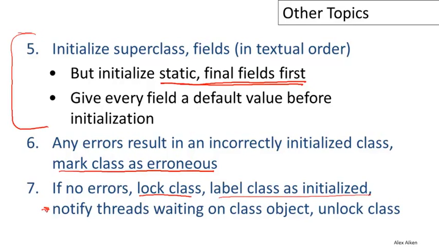So anybody who is blocked waiting on the class object will now be alerted that the object is ready, and then we'll unlock the class. Okay, and so that's a rough outline of how class initialization in Java works. I skipped over a few things and oversimplified a bit. So this isn't the complete description, but these are the main points, and they illustrate how the various features of the language have to interact.